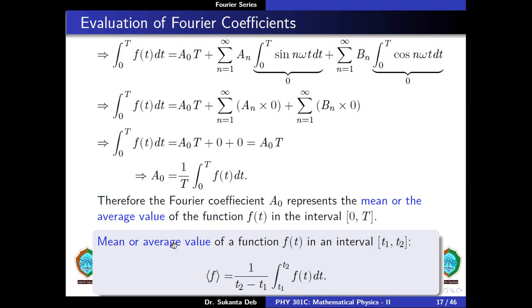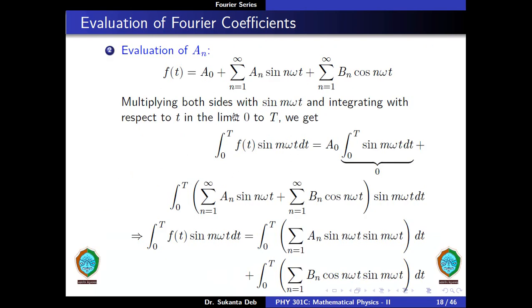We should remember that the mean or the average value of a function f of t in the interval t1 to t2 is given by average value of f is equal to 1 by t2 minus t1 integral from t1 to t2 f of t dt.